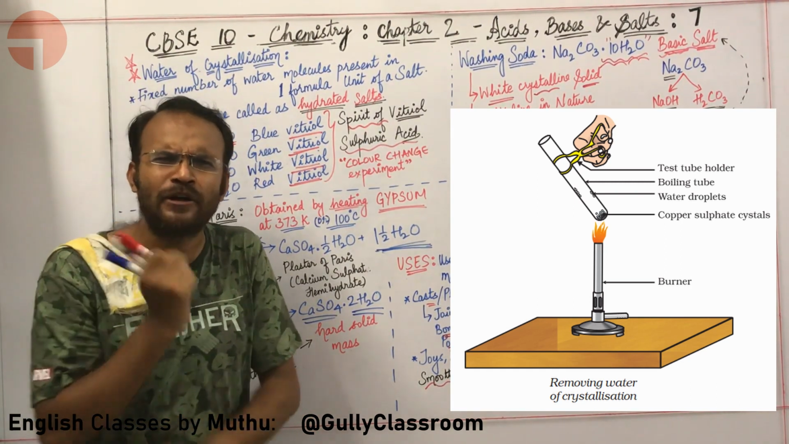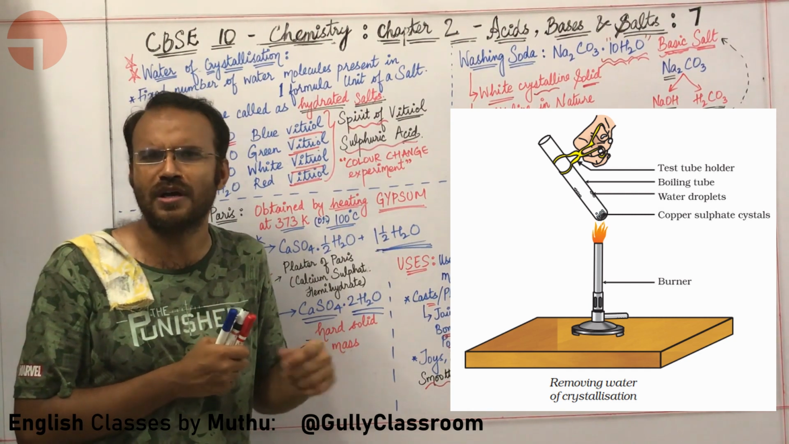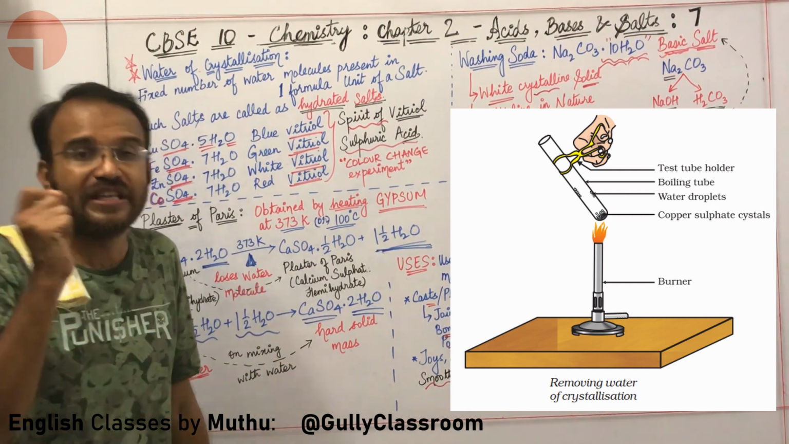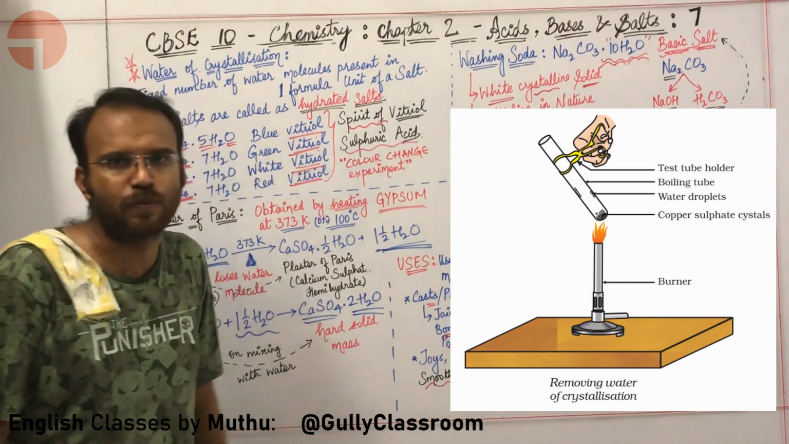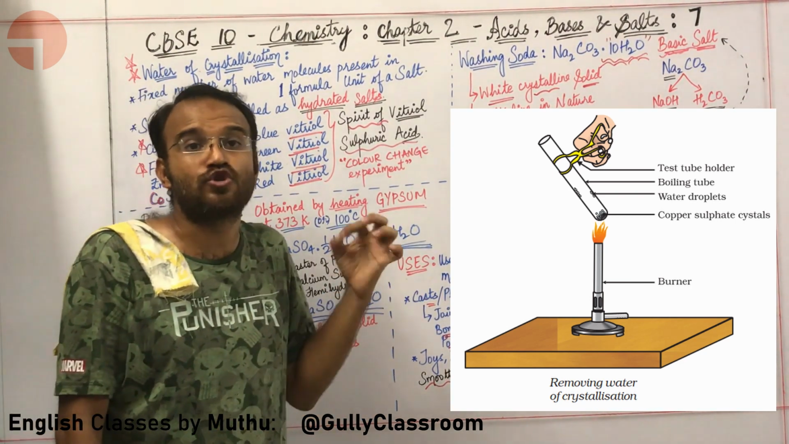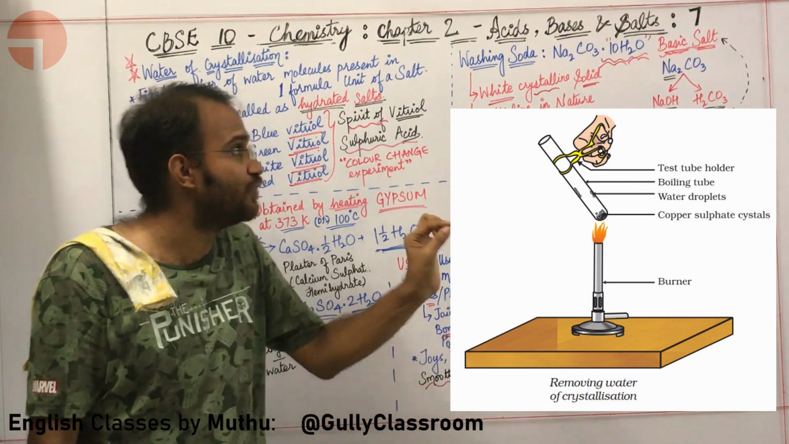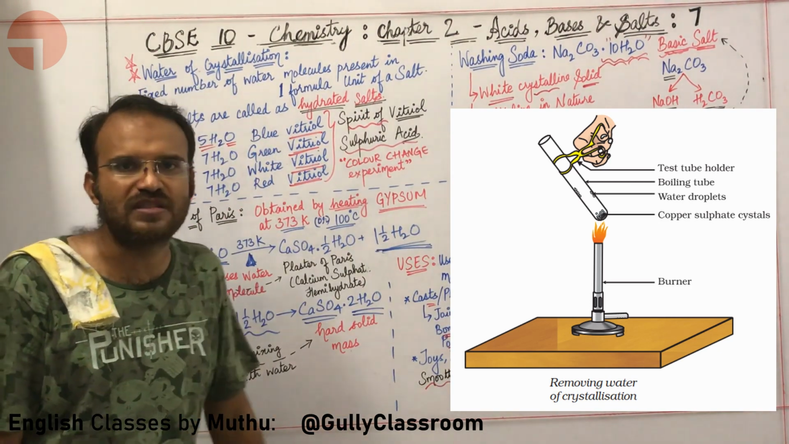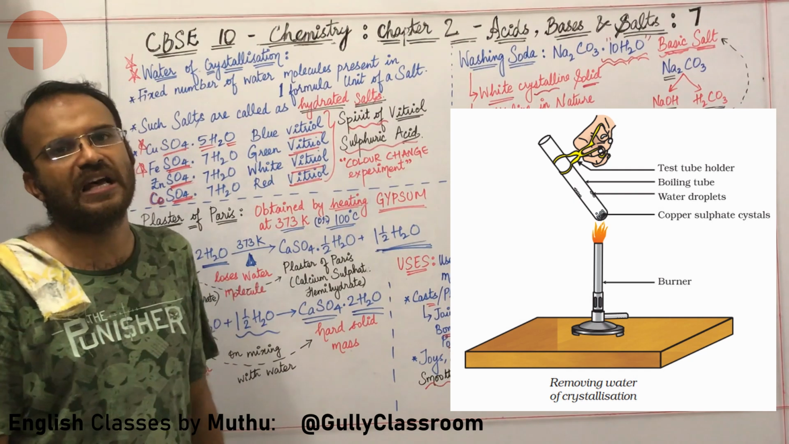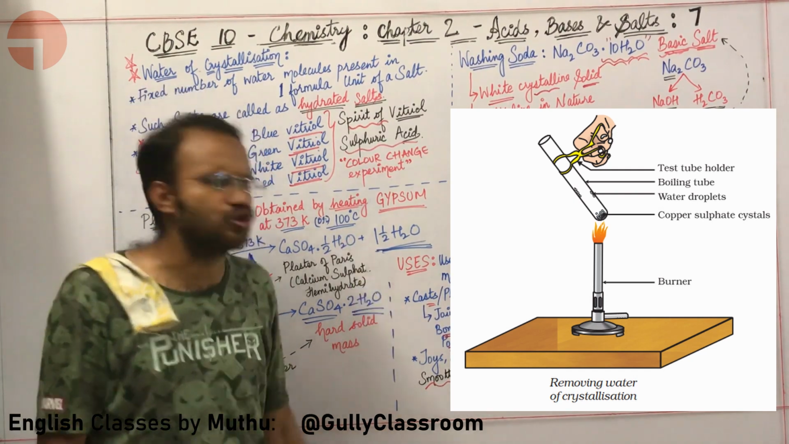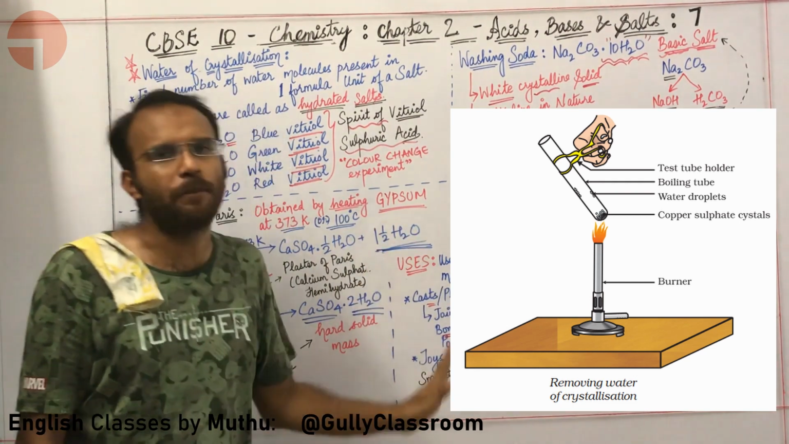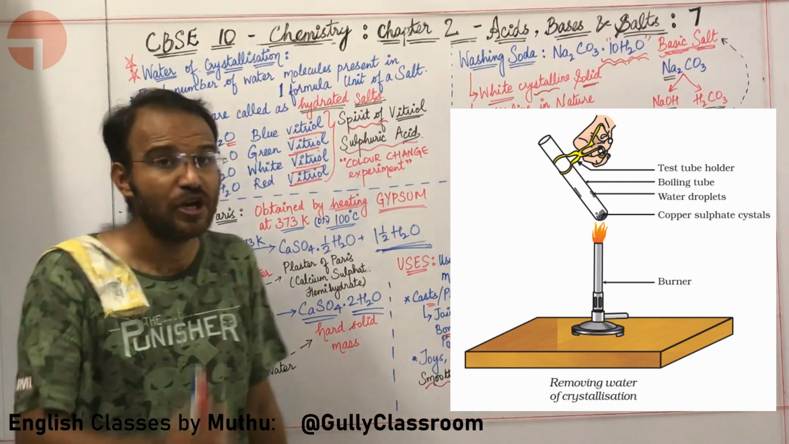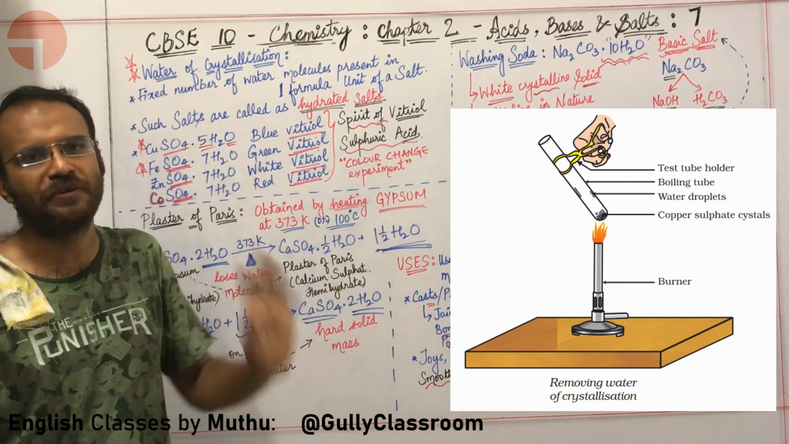What will happen to the color of the salt, sir? The color of the salt is primarily due to the water of crystallization molecules present. So, when CuSO4 due to the heat given loses its water of crystallization, it becomes colorless. Okay, sir. Let us say I am stopping heating. Now what will happen?